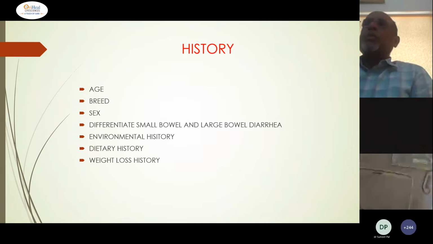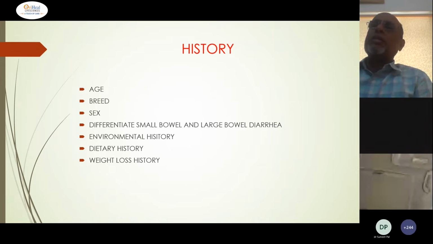So when you come to history, the age is very important. Young dogs are always affected with foreign bodies, infections, and things like that. And old dogs are usually afflicted with inflammatory disease and tumors. So you should always keep that in mind. Breed-associated problems you should always have in mind.